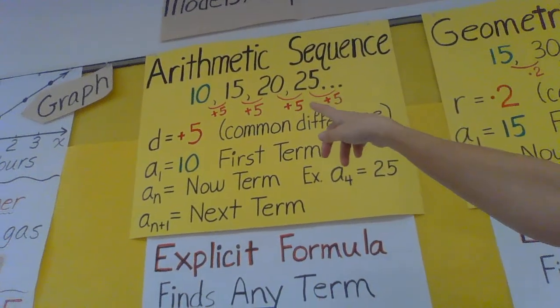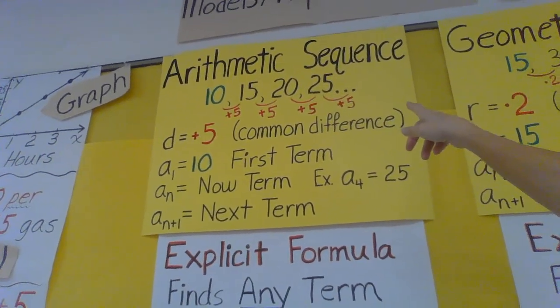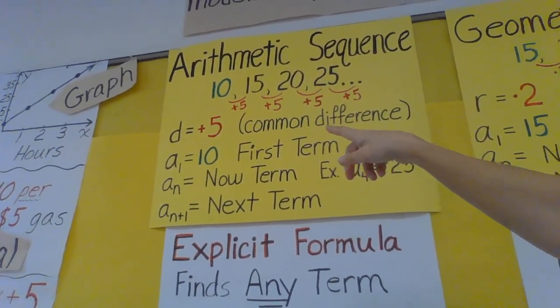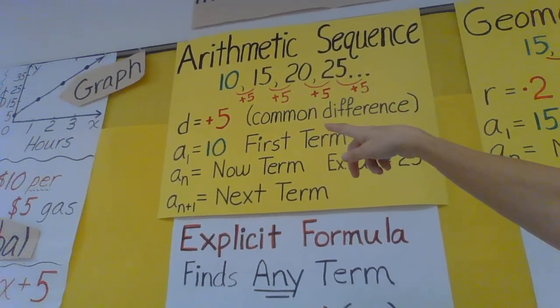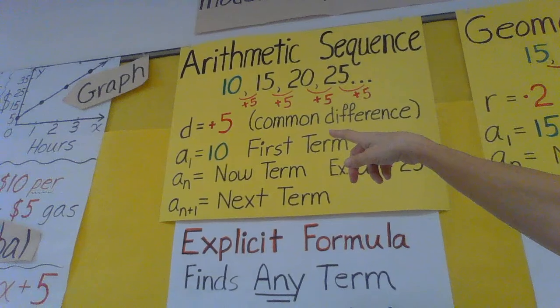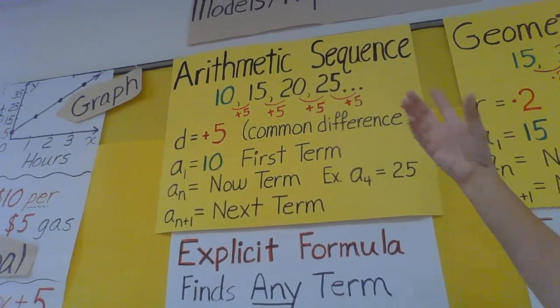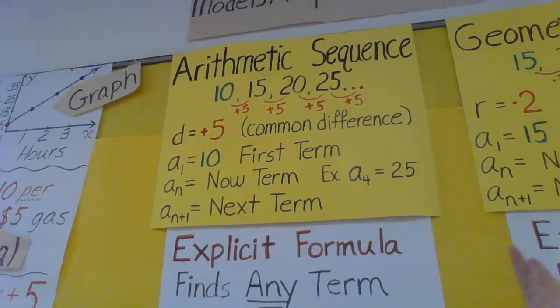Arithmetic, remember, is when you're adding or subtracting to get to the next term. D, little d, represents the common difference. That is the thing that's being added or subtracted. It could be a positive number. It could be a negative number. If it's a negative number, that means you're going to subtract it. If it's a positive number, you're going to add it.